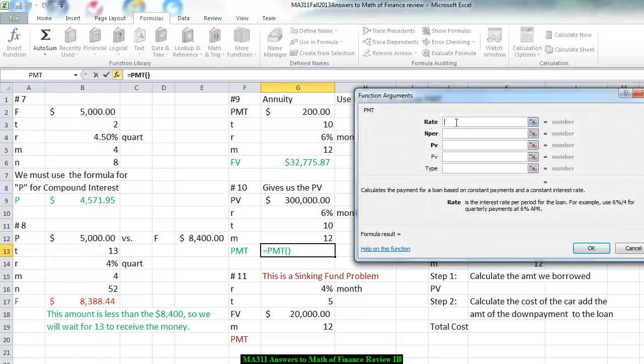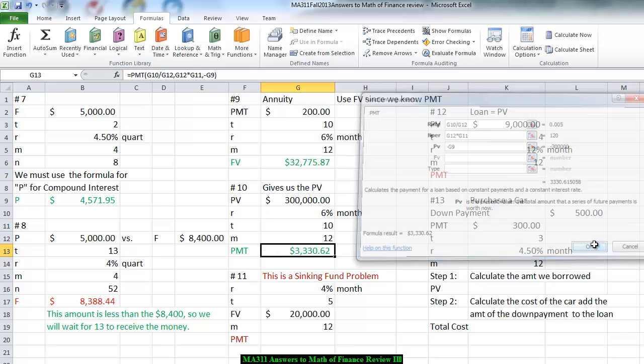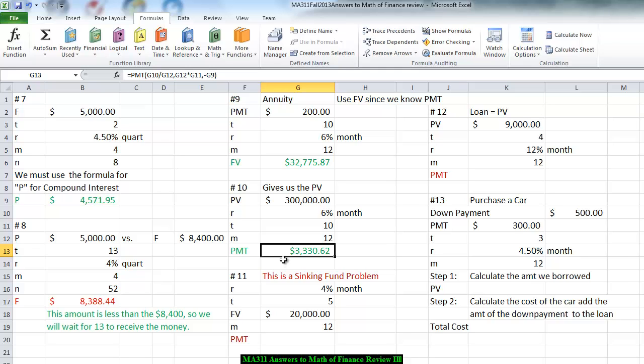And what we're going to do again is the interest rate. So we have our 6% divided by 12, because that's the I. The N part is the M times the T. That's 12 times 10, which is 120. And the present value, again, we're going to put a negative there, is the $300,000. And that tells us we can collect $3,330.62 every month for 10 years.